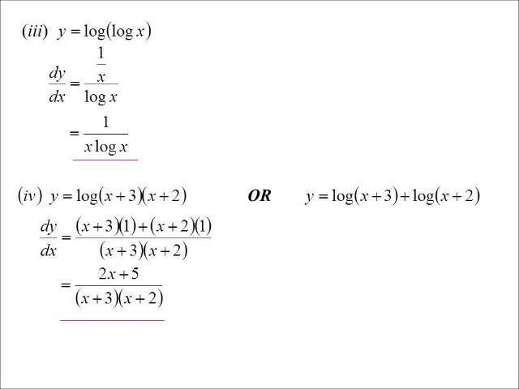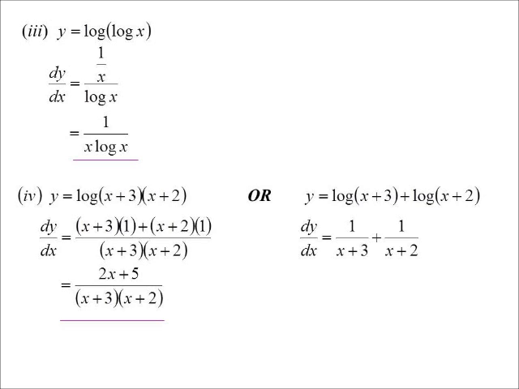Or, again, I could use my log laws and rewrite that as the log of x plus 3 plus the log of x plus 2. And each of those individual parts are quite easy to differentiate. Log of x plus 3, well, that'll just be 1 on x plus 3. Log of x plus 2, 1 on x plus 2.